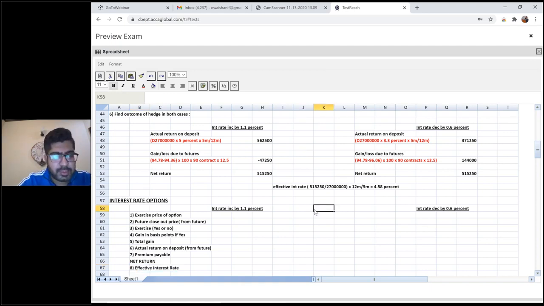Okay, so this is the format of options that you need to perform, these 8 steps in both columns, increase and decrease. You need to write the exercise price of option, compare with future closeout price from futures, then exercise yes or no, then gain in basis points if yes, then total gain, actual return on deposit, and then premium payable, and finally you get the net return. Now let's start.